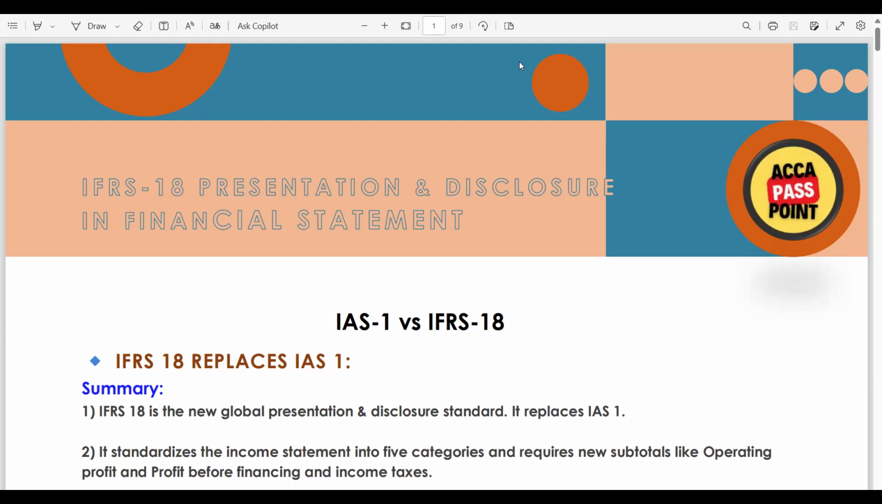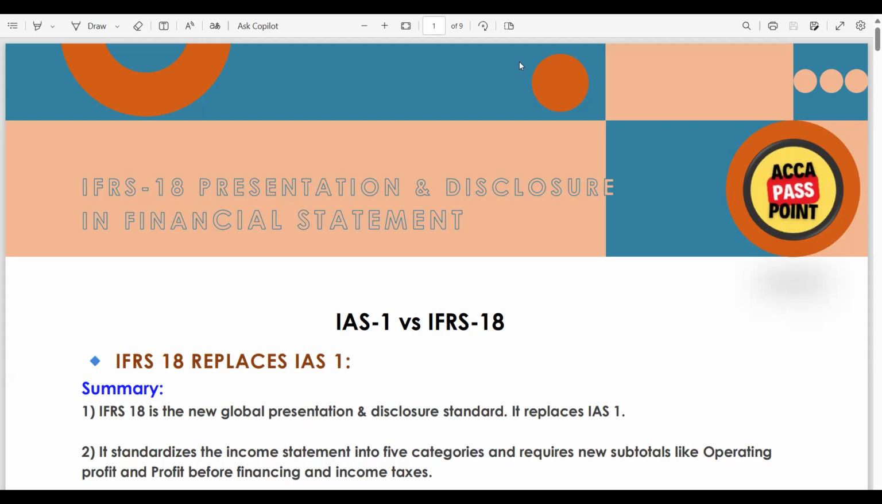Also, it is about the IAS 7 cash flows. If you remember, in the cash flows there are three activities: operating, investing, and financing activities. Now, as per IFRS 18, profit and loss will also be further expanded into five categories: operating, investing, financing, and after that, we have continued and discontinued operations and taxes.